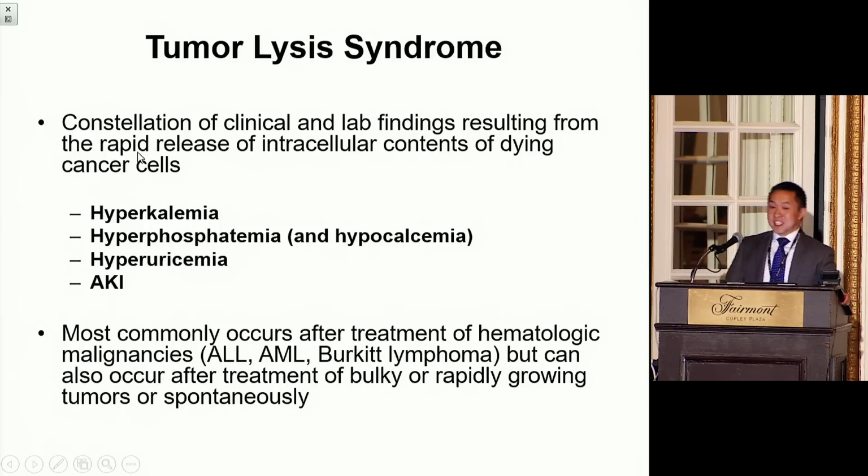So this is a case of tumor lysis syndrome. Tumor lysis syndrome is defined as a constellation of clinical and lab findings that occur when you have the rapid lysis of cancer cells and the release of intracellular contents into the plasma. It typically results in hyperkalemia, hyperphosphatemia and hypocalcemia, hyperuricemia, and acute kidney injury. Tumor lysis syndrome most commonly occurs after the treatment of certain high-grade hematologic malignancies like lymphoma and leukemia, but can also occur with solid tumors or very, very bulky tumors that are effectively treated with cancer therapy, and rarely can occur spontaneously in the absence of chemotherapy.